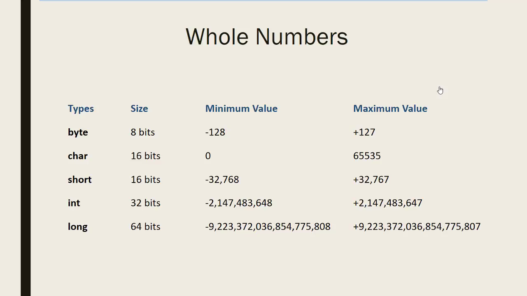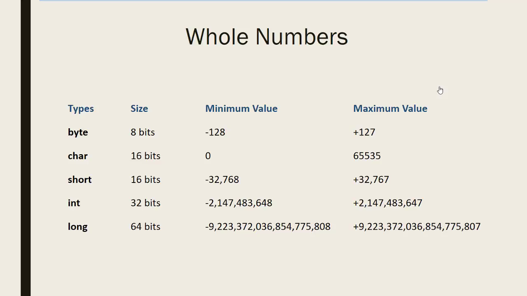These data types cannot contain decimals. Let me repeat that again. They cannot contain decimal points. There are 5 whole number types in Java, byte being the smallest amongst them all. It only uses 8 bits of memory, or 1 byte, and can hold a minimum value of -128 and a maximum value of +127. Next on the list is char.